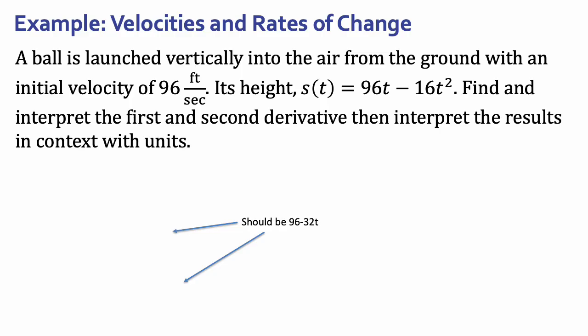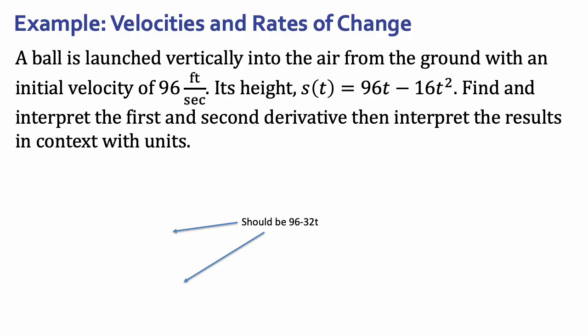Okay, let's look at an example. A ball is launched vertically into the air from the ground with an initial velocity of 96 feet per second. Its height s of t is 96t minus 16t squared. Find and interpret the first and second derivative, then interpret the results in context with units.